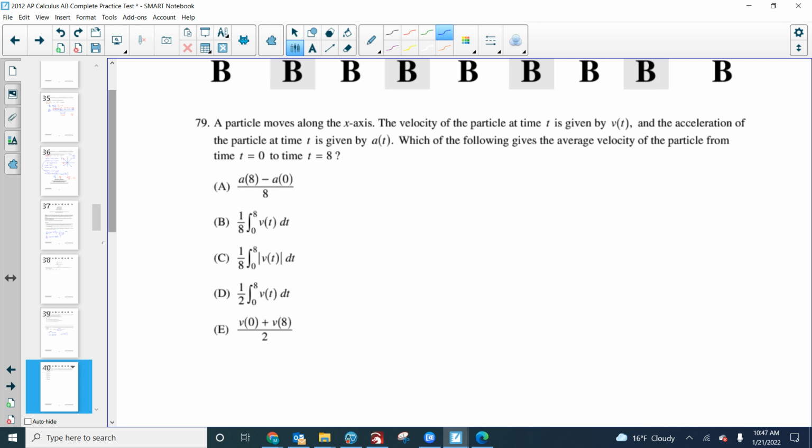I shouldn't have asked this, to be honest. You know what I did? I read the question. I'm like, velocity, acceleration. And then I forgot there's integral symbols there. It's integral symbol. Yes. Right, Tyler?